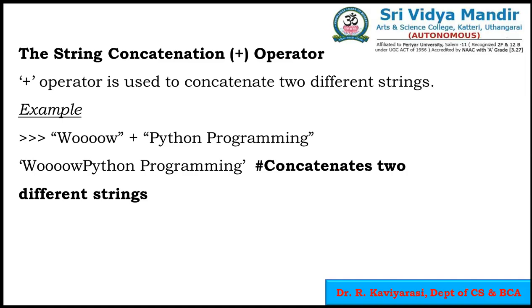Let me take an example. If 12 is a string and 13 is a string, and if we apply plus in between 12 and 13, the result will be 1213, not 25, because 12 and 13 are strings. Similarly, here also we have given an example, "Object oriented" plus "Python programming" results in "Object oriented Python programming". So, if we use plus in between strings, the result will be concatenation of the two strings.